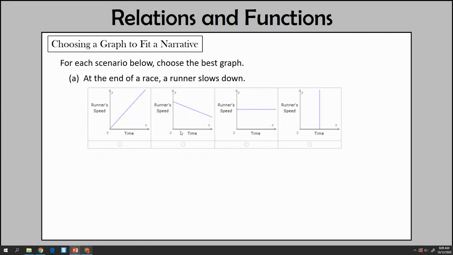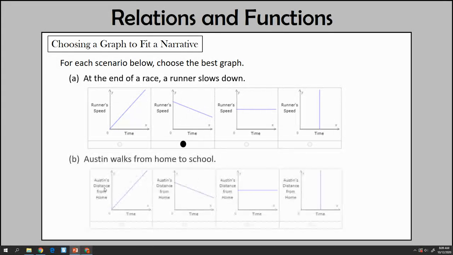That's not what they asked for. In this one, as time progresses, the runner's speed decreases. That's what they're looking for, right? At this one, the runner starts at a speed and stays at a speed the whole time. That's not this. In this one, I don't know what it even means. Okay. So you start here at some point in time, and then the runner speed just goes off the charts. All right. So what they're looking for is this one. As time goes on, the runner speed decreases. So we've got to really relate these two together.